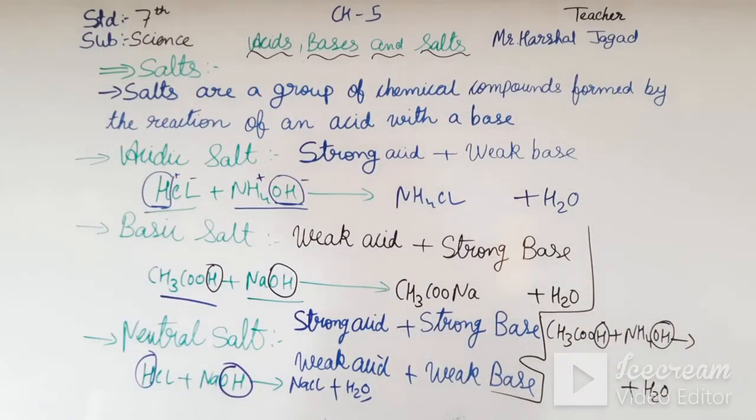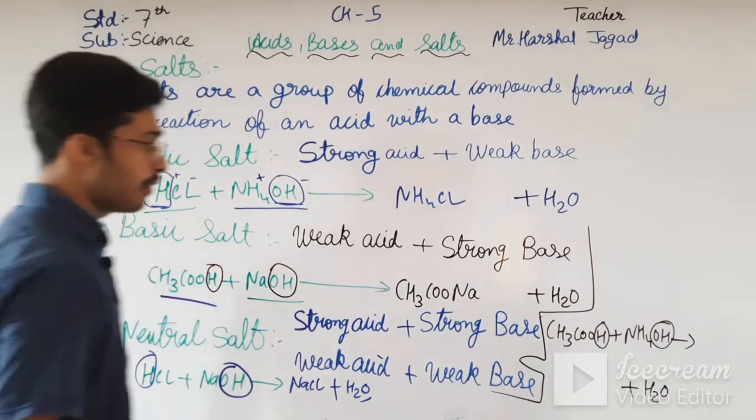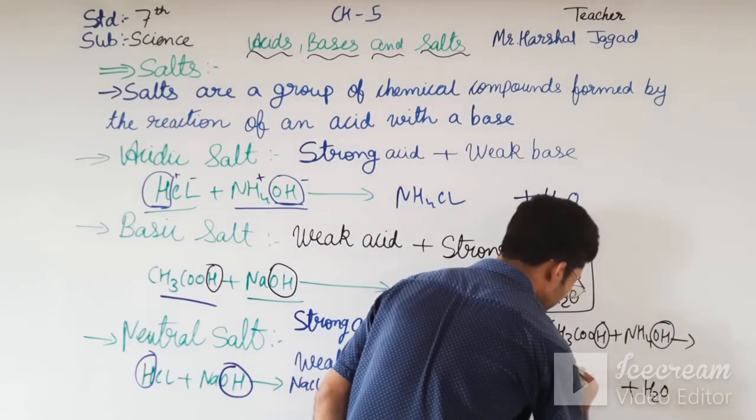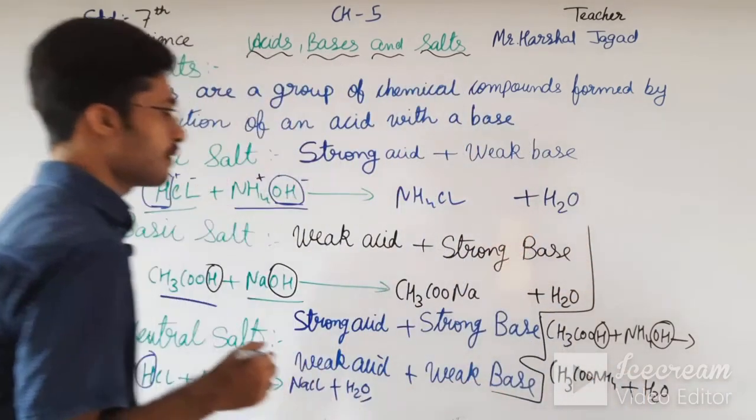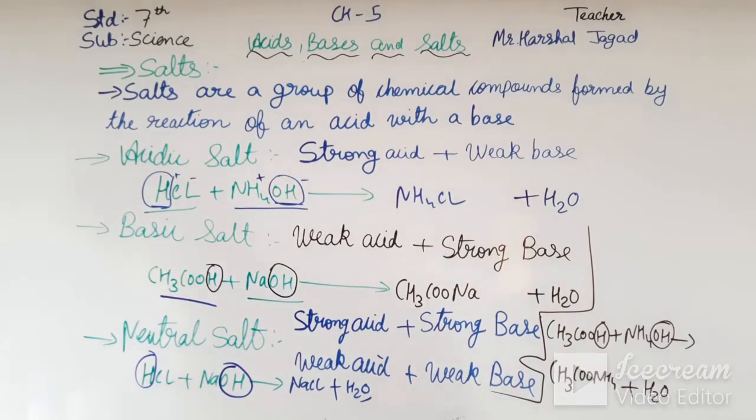Okay students, H2O we have got. Now we will get CH3COONH4. Okay students, CH3COONH4, that is ammonium acetate. Okay students, please note down this if you want to write.